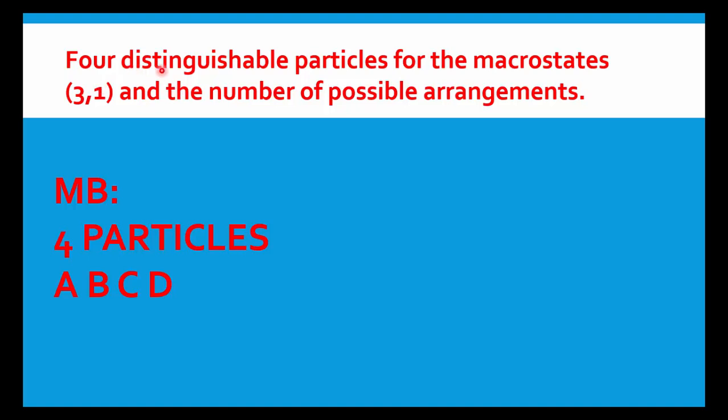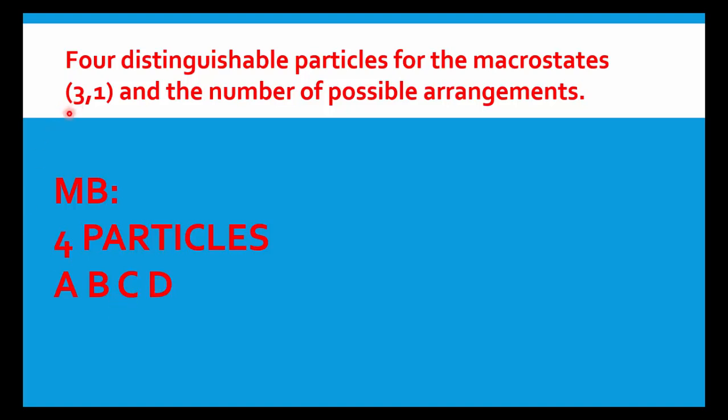Because it is written distinguishable particles, the question does not directly mention whether the particles follow MB, BE, or FD. They are saying that the particles are distinguishable. So straightaway you have to connect that these particles follow Maxwell-Boltzmann statistics. So they are MB. How many particles? 4 particles. Because they are distinguishable, I have to name them A, B, C, D. You can distinguish between them.